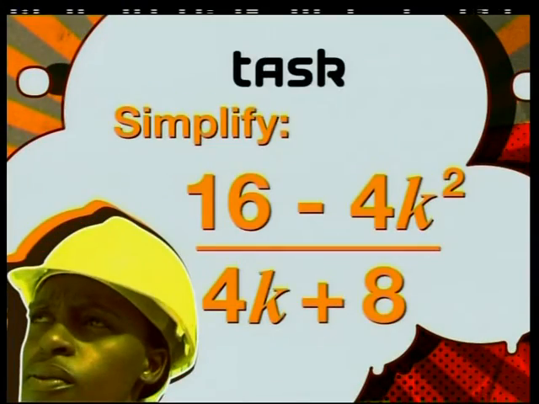Always be on the lookout for the difference of two squares when you need to factorize. The first thing you need to look for is a minus sign between the two terms. Then you need to see that the two terms are perfect squares. In other words, that you can find the square root of each of them. Now remember, you might have to take out a common factor first before you recognize a difference of two squares. Anyway, here's a task for you to try on your own. Simplify 16 minus 4k squared, all divided by 4k plus 8.